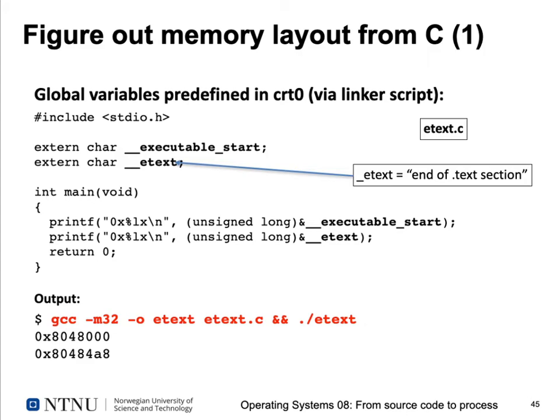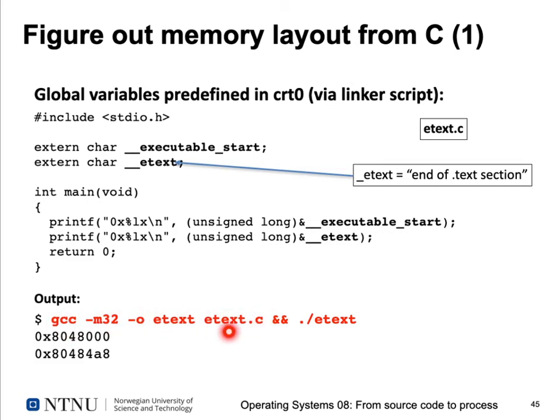To get at them, we can actually print the address of that. So for example, we can print the address of executable start. Here we did it using %lx because that's a bit older example code. You should actually usually do it using the %p operator, which means you can leave out this stupid typecast here. That would be a bit cleaner code. So you can print the executable start address, and you can also print the etext, which is the end of your text section.